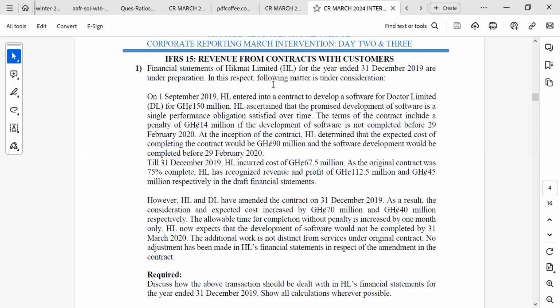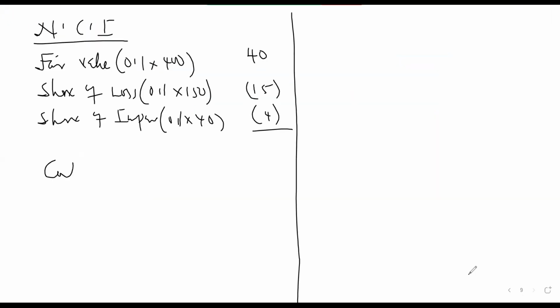Okay, so we come to that one later. They are saying that at the inception of the contract, HR determined that the expected cost of completing the contract will be what? 90 million. So the total cost of completing the contract is 90 million, isn't it? Yes. What will be the overall profit on this particular contract? 60 million. Let's count the contract price. The contract price is 150 million. The total cost of completion is 90 million. So the total profit is 60 million.